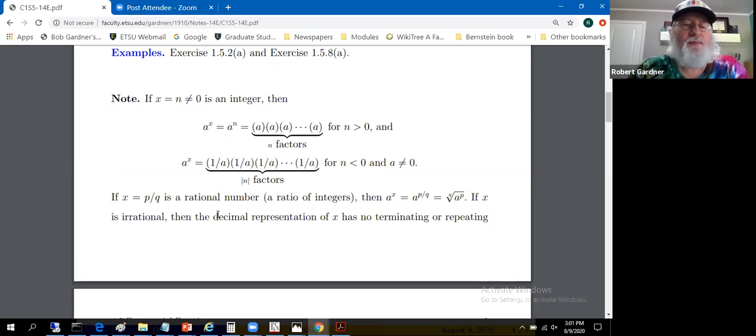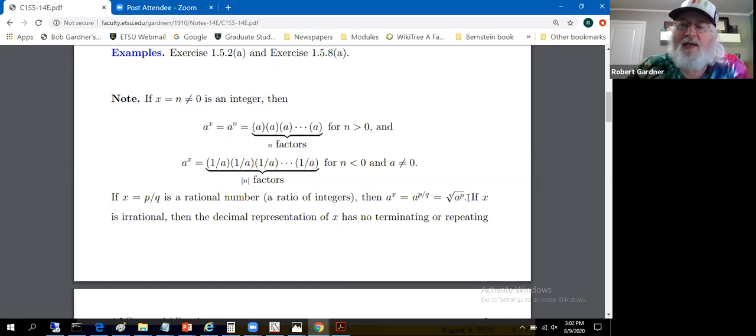What about fractional exponents? Suppose x is p over q, some rational number, that is a ratio of integers, where p and q are integers. Then a to the x, that is a to the p over q, is by definition the qth root of a to the p power. You got any problems here?